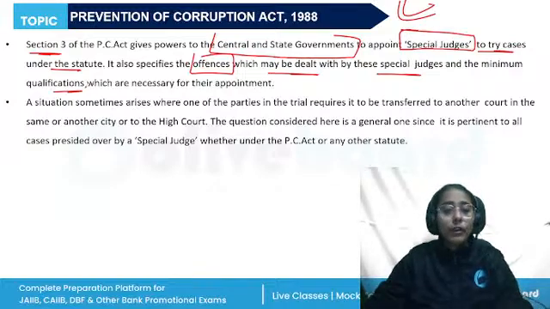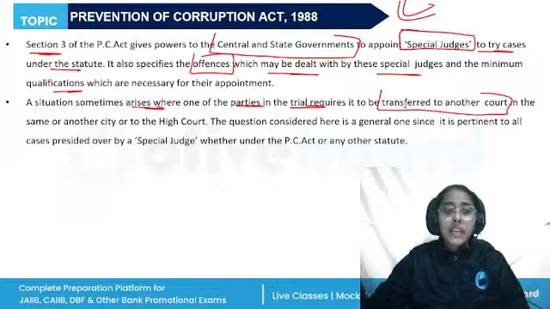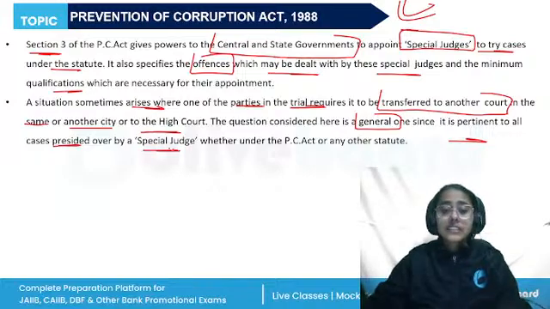Another important point is that a situation sometimes arises when one party in the trial requires the case to be transferred to another court in the same or another city or to the high court. This is known as the transfer. The question here is a general one since it is pertinent to all the cases presided over by a special judge. So cases can also be transferred.